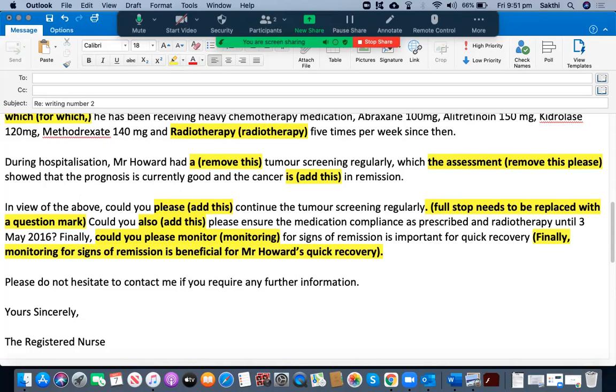But for the first two, you have used a question. Even for the second one, I don't think you can use a question. It's better to use different words. For example, you can say ensuring the medication compliance as prescribed, and encouraging radiotherapy until 3 May 2016 are equally important or vital. Do you know what I mean? Something like that you could have written.